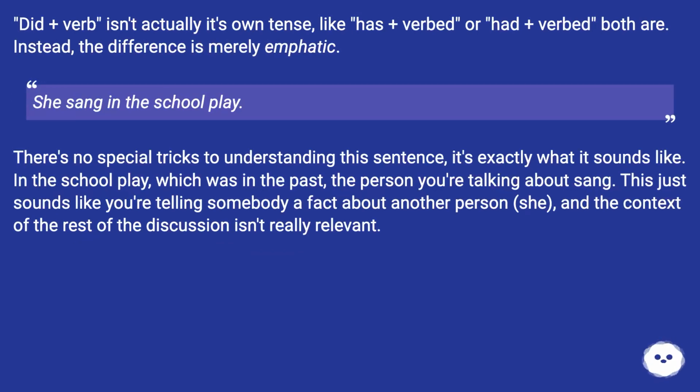She sang in the school play. There's no special tricks to understanding this sentence, it's exactly what it sounds like. In the school play, which was in the past, the person you're talking about sang. This just sounds like you're telling somebody a fact about another person, she, and the context of the rest of the discussion isn't really relevant.